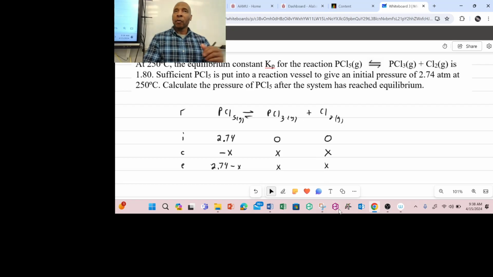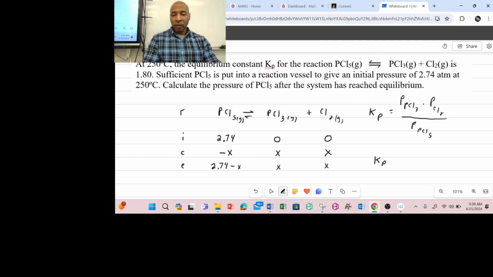I'm going to write my Kp expression. Don't get lazy, don't take shortcuts. Write the expression. You might make a mistake if you don't. Kp is equal to my PCl3 partial pressure times my chlorine partial pressure divided by the partial pressure of PCl5. Again, if I had a stoichiometric coefficient of 2 right here, I would square this, wouldn't I? But I don't have that there, and I don't have to worry about it.